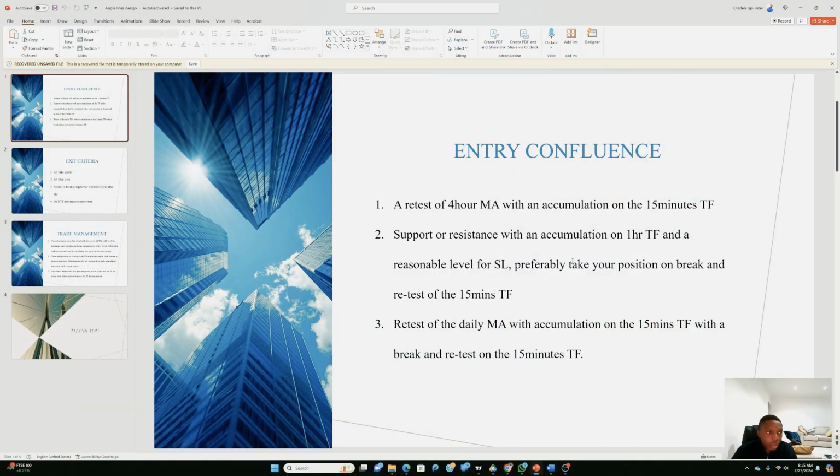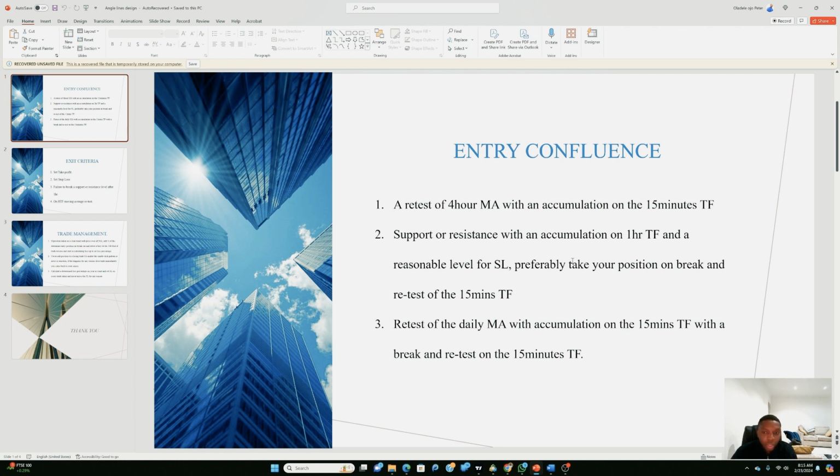So let's quickly go through our routine now. We're going to quickly brush through what our trading confluences are, what our trading plan is. Our entry confluences, as before, if you watched the first video, which I will link up here, I talked about the 3 trading confluences that I'm going to be using for this challenge. The number one is a retest of the 4-hour moving average with an accumulation on the 15 minutes time frame. Remember, I said this is my best. When this happens, I have more confidence in placing a trade.